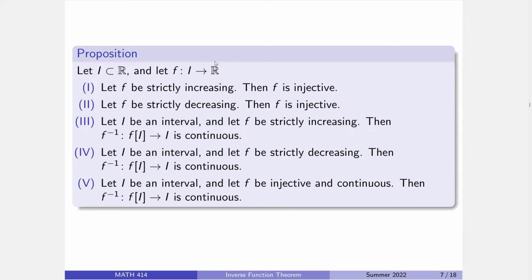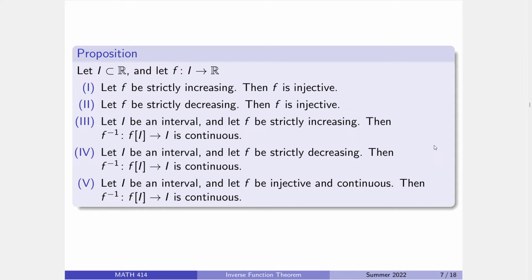This result, in combination with the other, which is that any injective continuous function is strictly increasing or strictly decreasing, guarantees that if you have an invertible continuous function defined on an interval, its inverse is in fact continuous. So there we go. Continuity does not necessarily get preserved under inversion, but if the domain is an interval, then it does. So that's the goal.